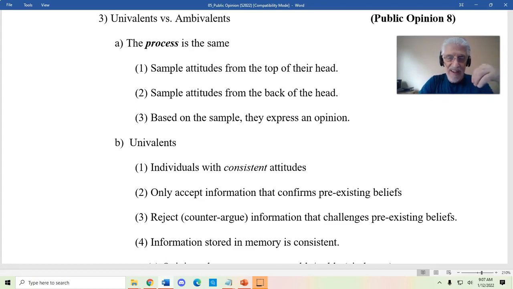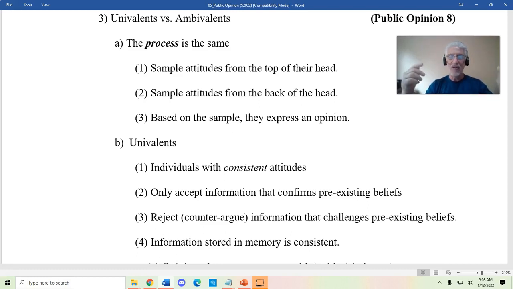Now in this video, I'm going to introduce a new concept, or actually two new concepts, the word univalent and the word ambivalent. But before I explain what those mean and their significance, I want to be clear about something so that you understand this. Whether somebody is univalent or whether somebody is ambivalent, everybody processes information the same way.